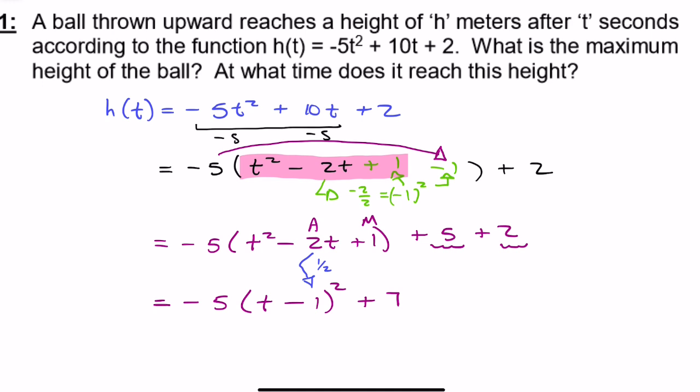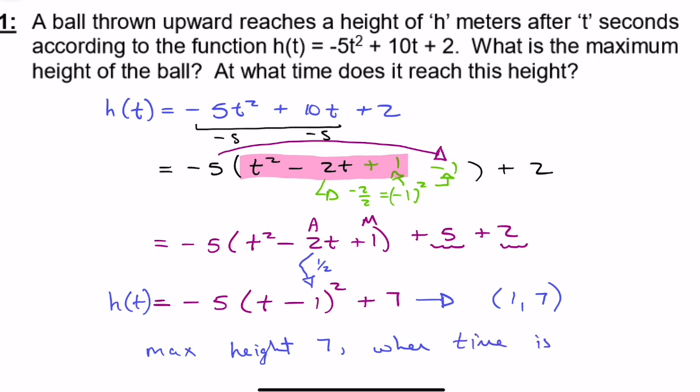So now I can read the vertex of this parabola, which is 1, 7. That tells me that the maximum height, because this was h of t instead of a max y value, it's actually a max h, which is height. So the max height is 7 when the time, which is the x value, is 1 second.